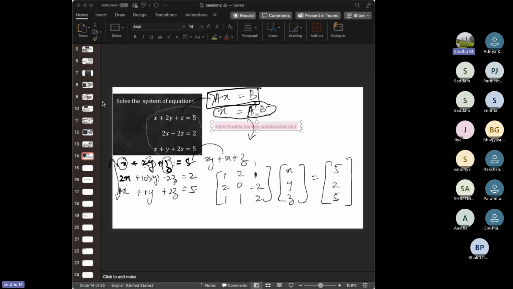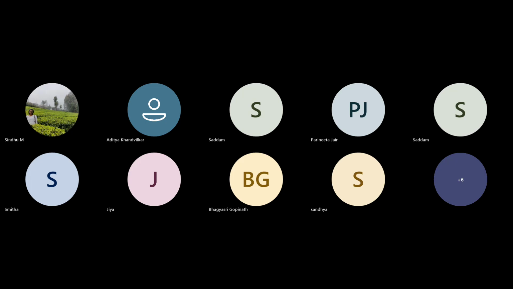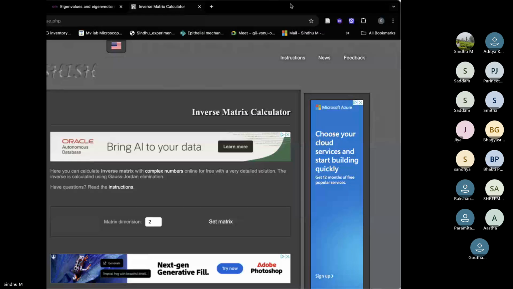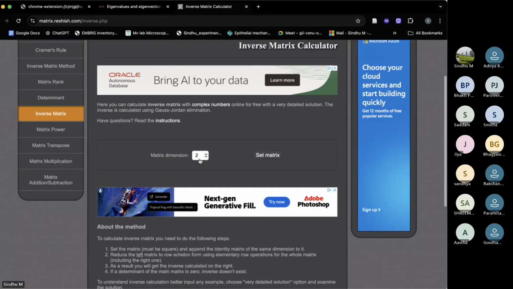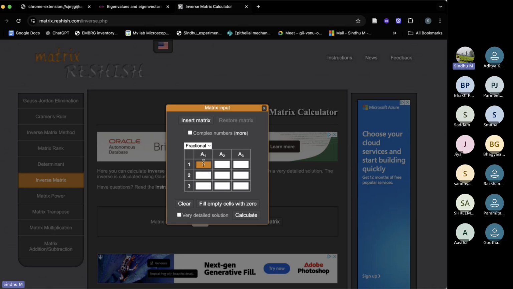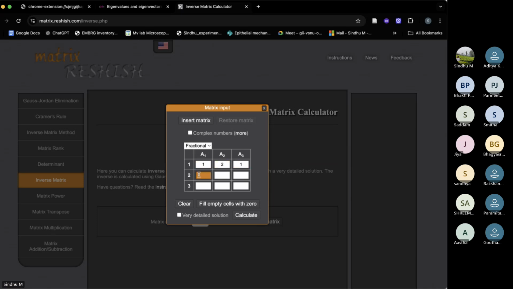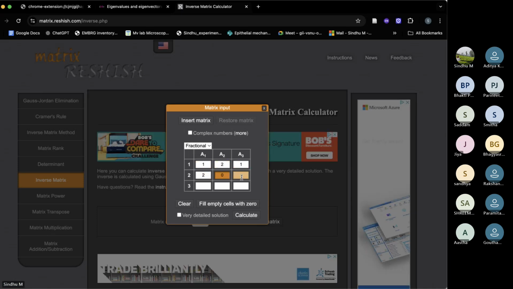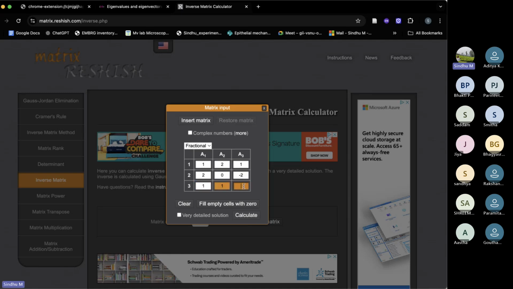I hope you're following and doing it along with me. So this is a 3 cross 3 matrix. I'm typing 3. And the values are 1, 2, 1, 0, minus 2, 1, 1, 2. Now let's calculate it.